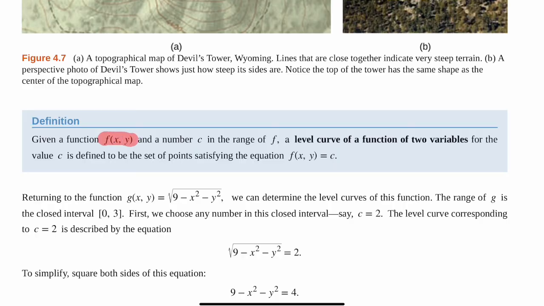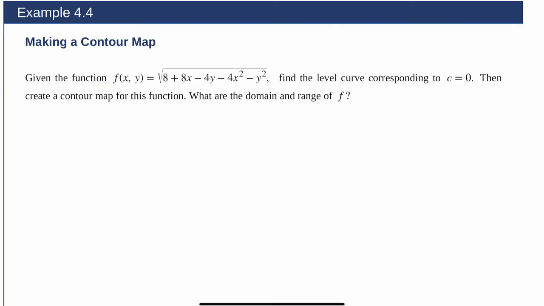Given a function, f of x, y, and some number c that is in the range of your function, a level curve of a function of two variables for the value c is defined to be the set of all points satisfying the equation f of x, y is equal to c. This is a method for reducing the dimensionality of your graph. If you want to graph f of x, y is equal to z, you would have to plot this in 3D. But if you were to plot the level curves of f of x, y equals z, that would only be a two-dimensional graph. Here's how that works.